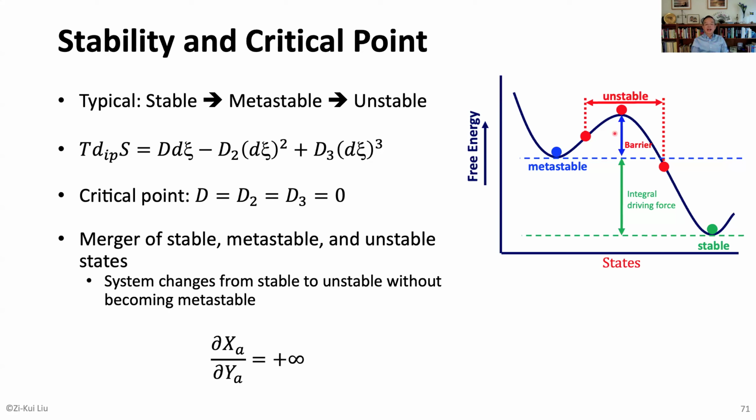Of course, we also have that divergence: the dx_a over dy_a derivative is infinite. Remember, in the stable region it's larger than 0. So when you push the second derivative from positive to 0, inverting it gives the divergence of the molar quantity x_a.